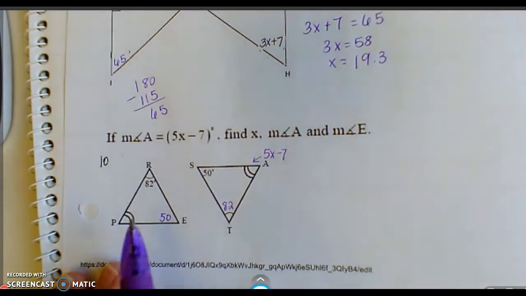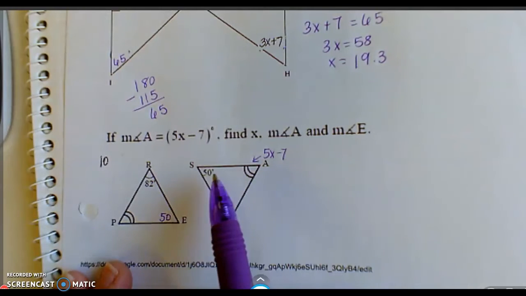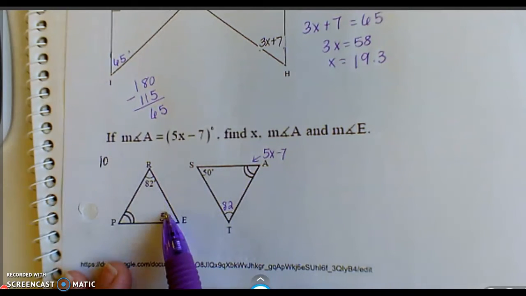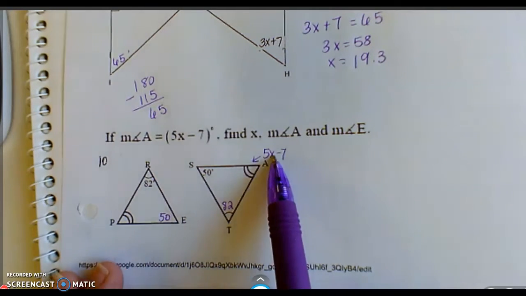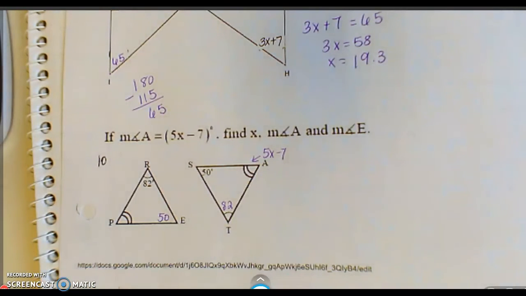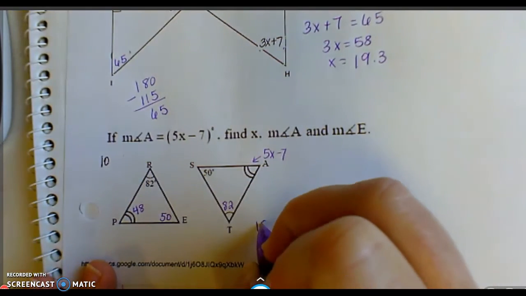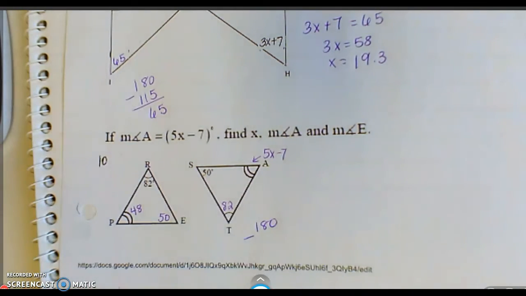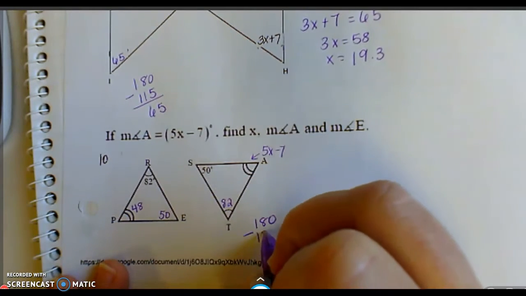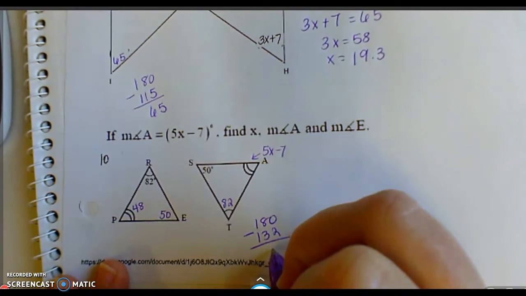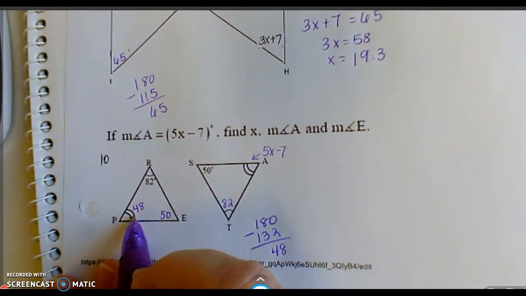So it's similar to the last problem, because to find this one, I need to add these and subtract from 180 to get this one, and then set it equal to each other. So 180 minus 82 and minus 50 does give me 48. I'll write that to the side just so if you're not following, I know that I add those together and subtract from 180 to get the 48. That's where that comes from.